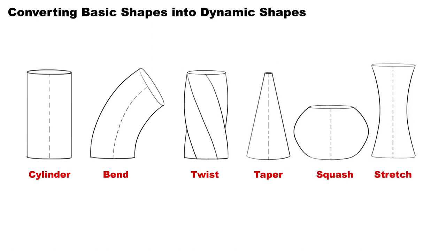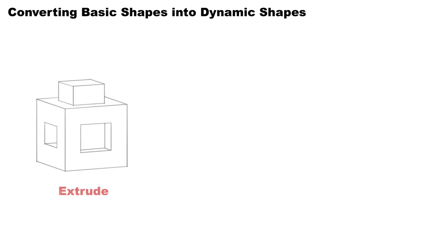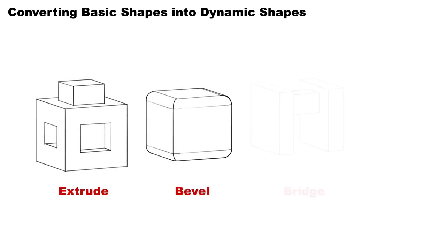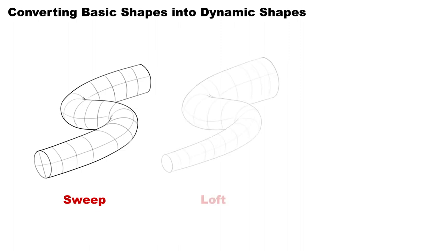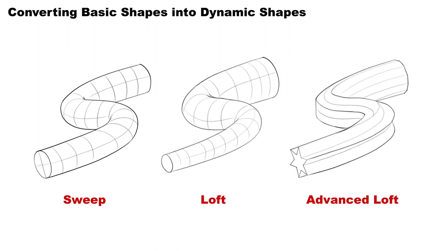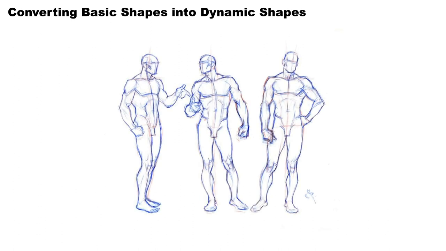Not only that, but these basic shapes can also be extruded either in themselves or into other shapes. They can have beveled edges, or maybe be bridged in between, or even hinged from one place to another. They can also be swept along a spline or lofted from different shapes to create a dynamic element. The whole point of manipulating these shapes is to create the perfect puzzle piece to fit the object you are trying to draw. The final purpose of all this is to create a full mannequin, the simplest and the fastest correct way to draw your object in its most basic form.